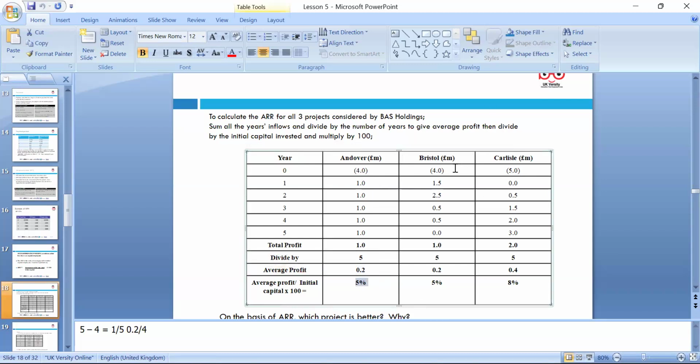If we look at the second project, we are investing 4, and in year 1 we are getting 1.5 million, 2.5 million, then 0.5, 0.5, and 0.1. So in total we are getting 5 million. 5 minus 4 is 1 million profit, divided by 5, is 0.2 million profit. 0.2 divided by 4 times 100, so we are getting a 5% return. If I compare 2 projects, let's assume Handover and Bristol, Bristol is better. Even though the return is the same, in the earlier years you're getting more return, and in the following years you're getting less return. So the average rate of return is 5%.